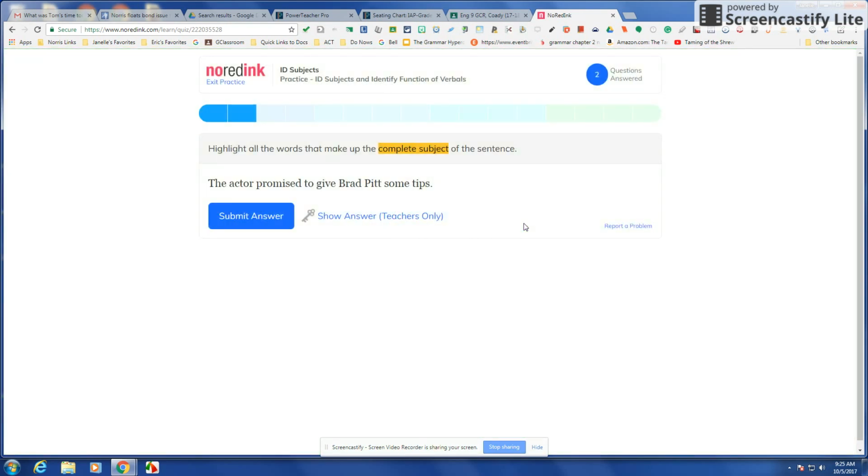All right, next is the actor promised to give Brad Pitt some tips. I don't know why I have Brad Pitt in my sentences, but I do. The actor is the subject, so I would mark that subject. What did he do? He promised, right, to give, right? So promised, what did he promise? So this is an SVC basic structure sentence because we have an action verb. Actually, that would be object. Because you have an action verb, you're looking for an object, what receives that action. Okay, so the entire subject would be the actor, right, everything up to that verb.